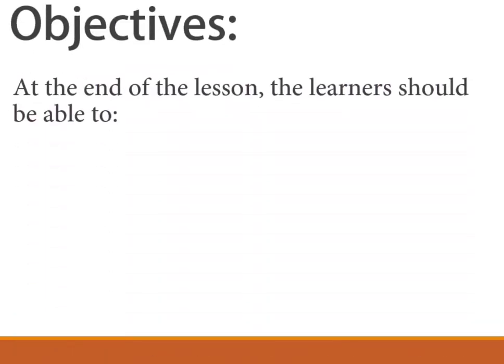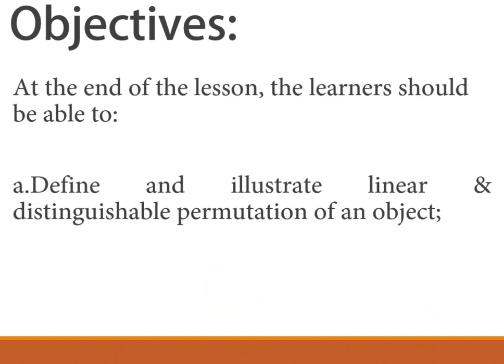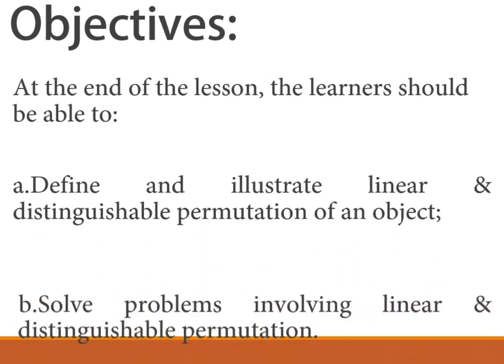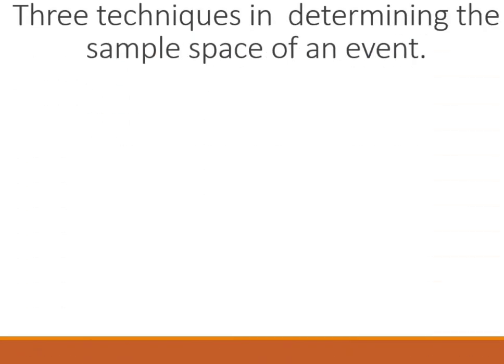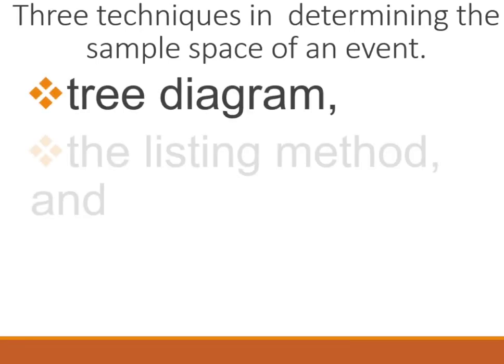In this lesson, we will define and illustrate linear indistinguishable permutation of an object and solve problems involving linear indistinguishable permutation. Let us recall that we have three techniques in determining the sample space of an event: the tree diagram, the listing method, and the fundamental counting principle.